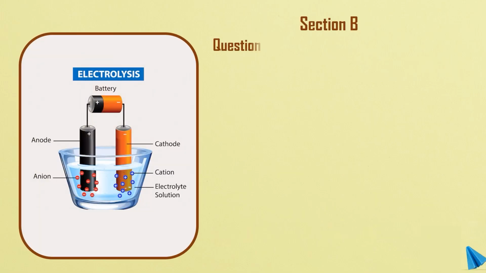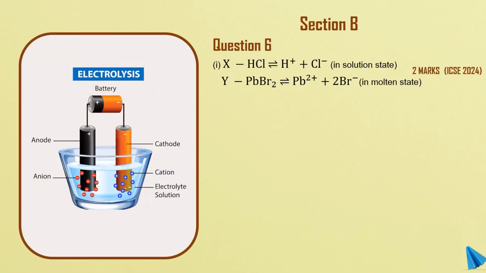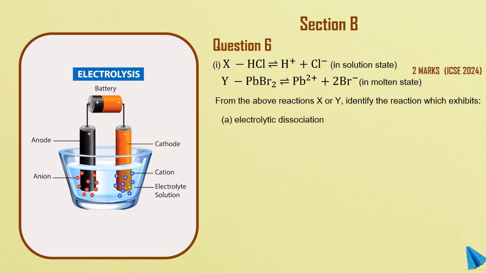So here is a new question. It says, here we have two reactions. One is in the solution state, second is in the molten state. From the above reactions, X or Y, identify the reaction which exhibits A. Electrolytic dissociation, B. Ionization.